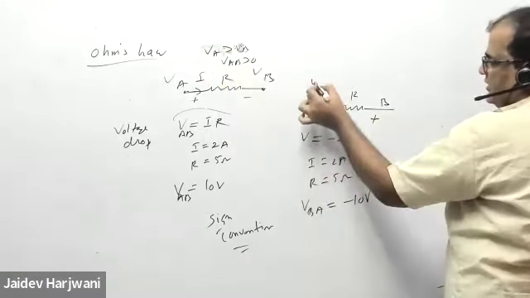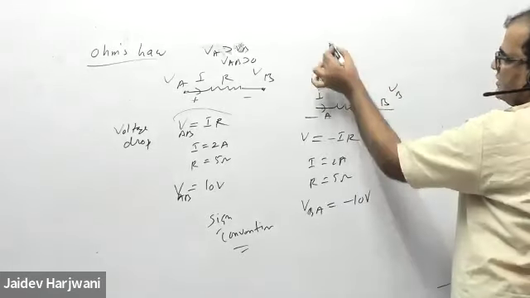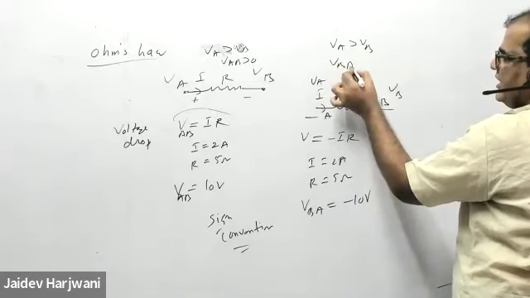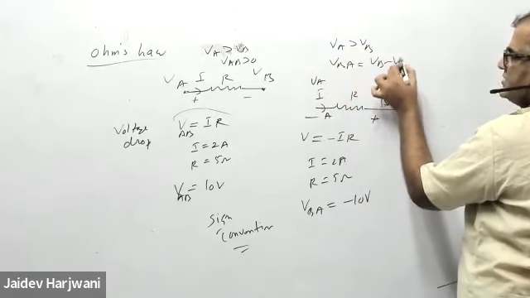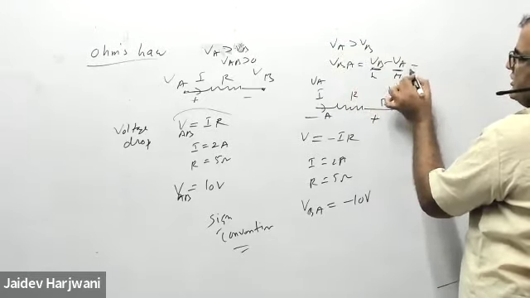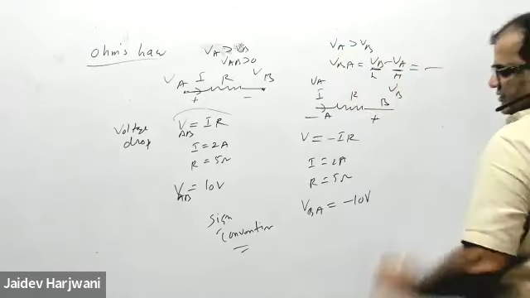Here also VA is greater than VB, but I am measuring VBA. VBA is VB minus VA. This is low, this is high, so it will come negative. It becomes a negative sign.